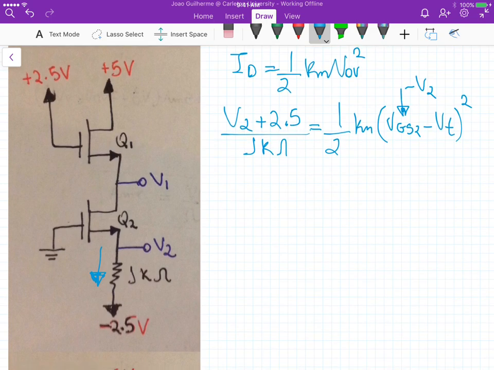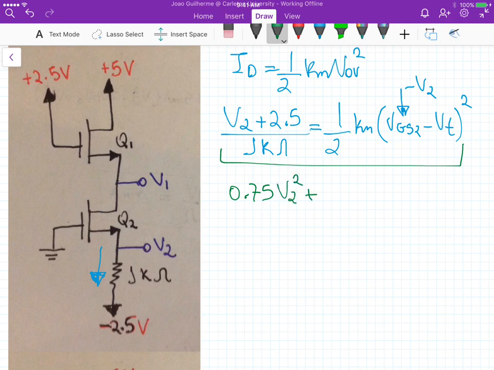So similar to the previous problems that we had, we have a quadratic equation to solve. This one is just the same case. Okay, so if we isolate V2 squared, V2, and the constant term and equate that to 0 from this equation here, we get that 0.75 V2 squared plus 0.35 V2 minus 1.892 should be equal to 0.